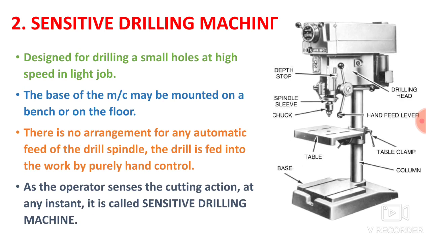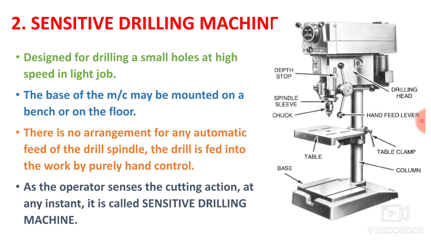The second type is known as the sensitive drilling machine. It is designed for drilling small holes at high speed in a light job. So basically with the help of the sensitive drilling machine you can drill small holes but at a high speed. The base of the machine may be mounted on a bench or on the floor. You can mount this machine over the bench or on the floor. There is no arrangement for any automatic feed of the drill spindle. The drill is fed into the work by purely hand control.